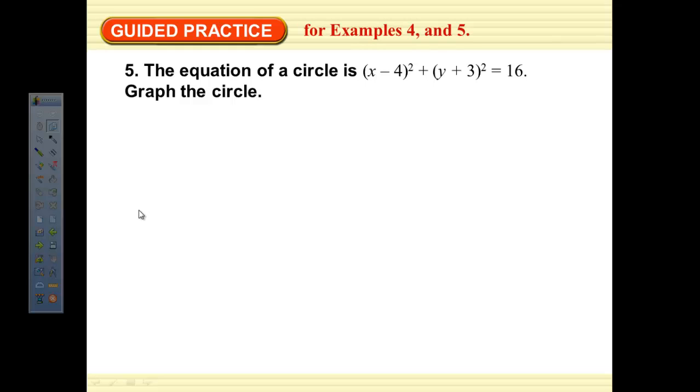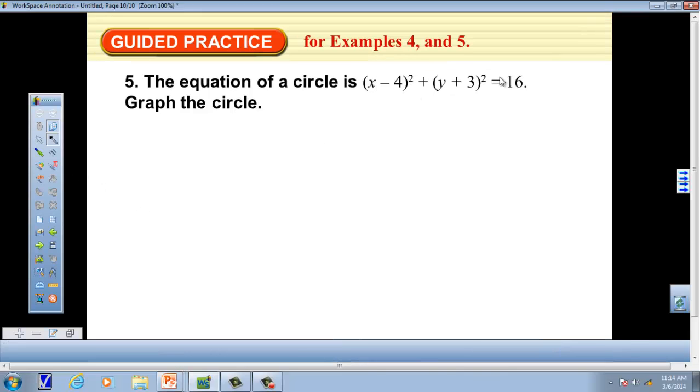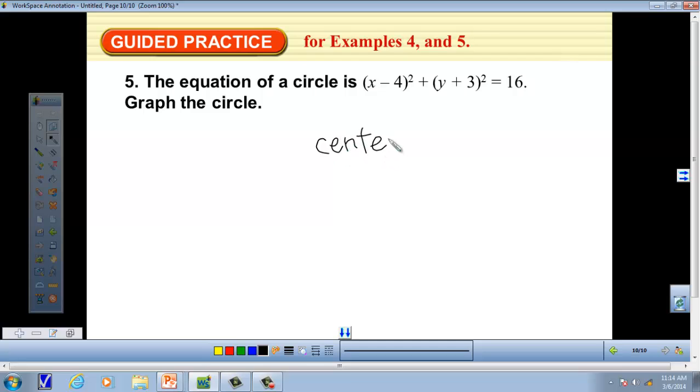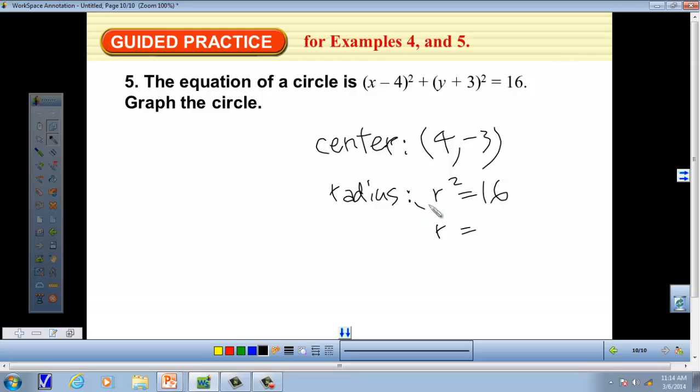And here's another one where we have to graph. I'm just going to give you the center and the radius. So the center here is the opposite of this and the opposite of this. So center is at 4, and then the opposite of this is -3. For the radius, r squared equals 16. So r is equal to the square root of 16, which is 4.